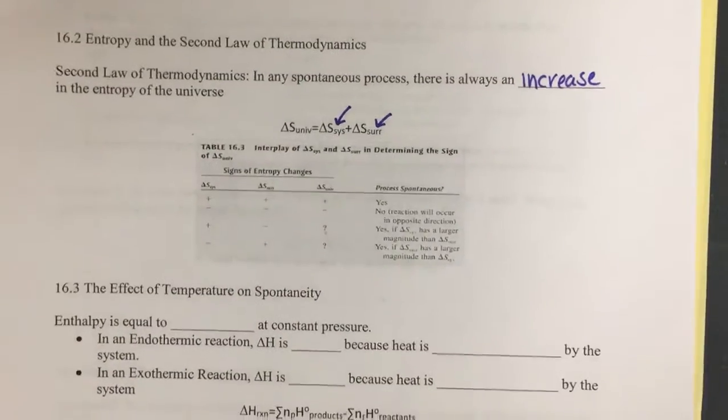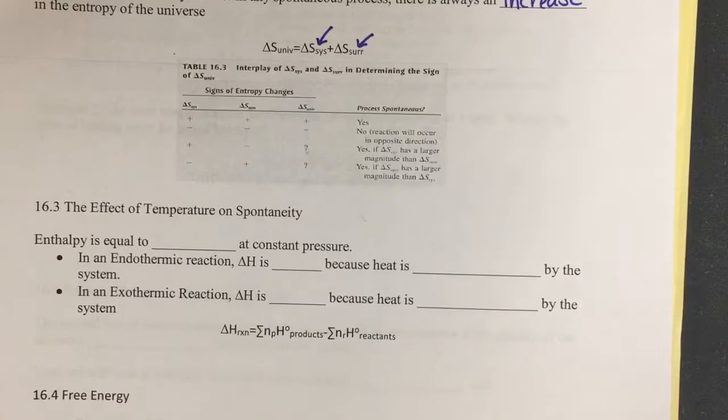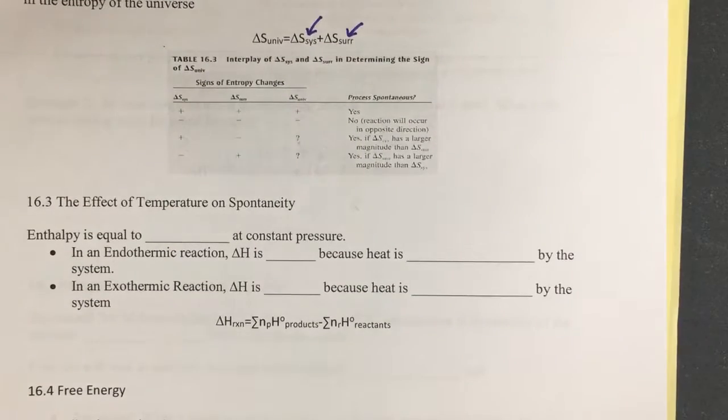So this table has some information about how to determine whether or not the entropy is going to be increasing or not. You may want to take some time to look at that. It's not really something you'll need to know. We'll spend a lot of time actually calculating entropy changes and how that works, so don't really worry about that for now, okay?